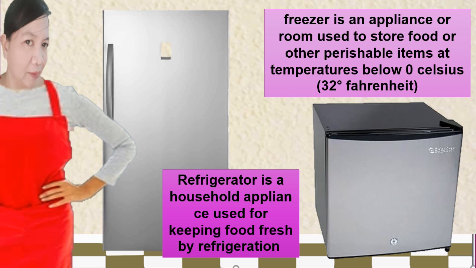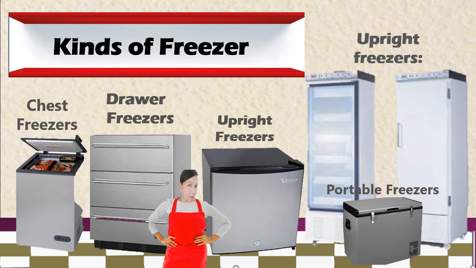Freezer is an appliance or room used to store food or other perishable items at temperature below 0 degrees Celsius or 32 degrees Fahrenheit. On the other hand, refrigerator is a household appliance used for keeping food fresh by just refrigeration. So if you are going to store vegetables and fruits, you can store them in a refrigerator. Here are the different kinds of freezer.